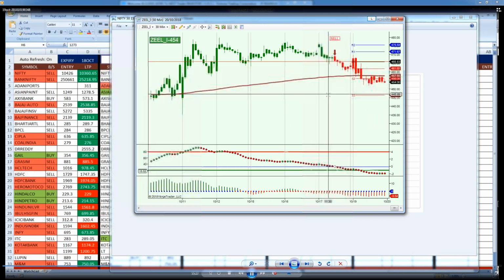So it has already broken its S2 and the brown line, which are strong supports. So if the market slightly is down, it will definitely make 446. So this is how we trade.